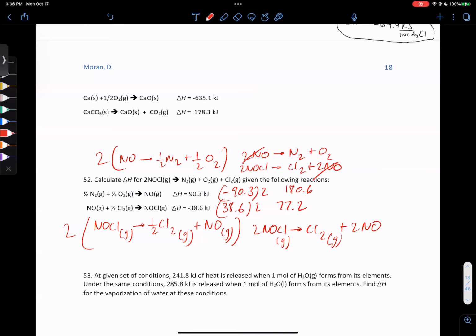So they're asking, why are we changing the signs of delta H? You change the sign of delta H because you flip the equation. When you flip the equation, it becomes the opposite sign. Why does it do that? Because if a reaction proceeds exothermically one way, and you flip the whole equation, it goes the opposite way, so it'd be endothermic. That's the whole logic behind flipping this. And this should actually be negative 180.